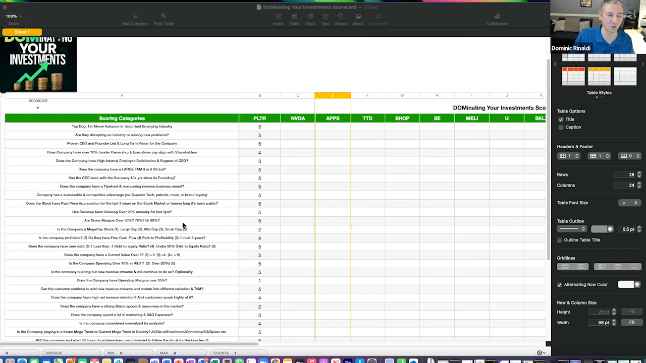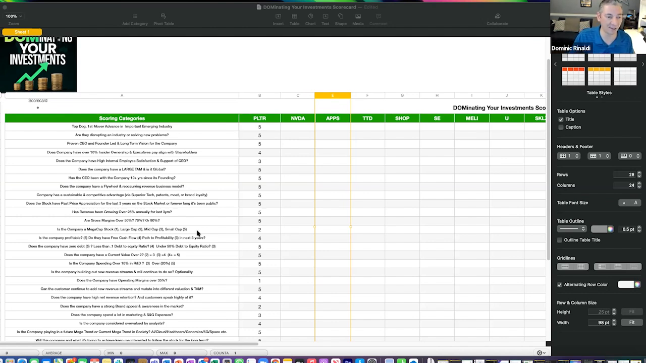Are the gross margins over 50, 70, or 80%? So the higher percentage you have, the better the score you get. So their margins are very close to 80%. Some quarters they've been at 80%. So I gave that a 5. And they're going to keep expanding. And we're going to show you how that works in the contribution margin over time.